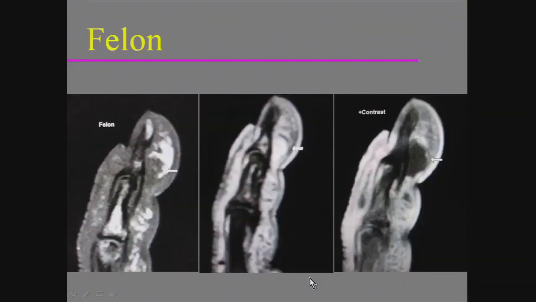In a felon, in this case due to penetrating trauma, it's essentially a soft tissue abscess. So that term refers to a little soft tissue abscess that's in the distal pulp of the finger. So you can see here it's fluid signal on the T1, fluid signal intensity on the intermediate weighted fat suppressed sequence, and then you have rim enhancement around this fluid collection. I think this was due to a thorn or something, gardening, that had punctured the finger. And this is an example of a soft tissue abscess in the distal pulp of the finger referred to as a felon.